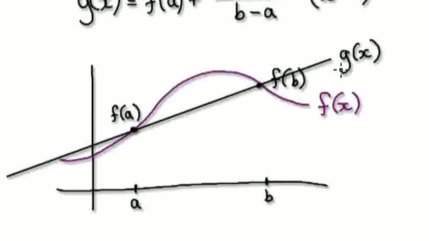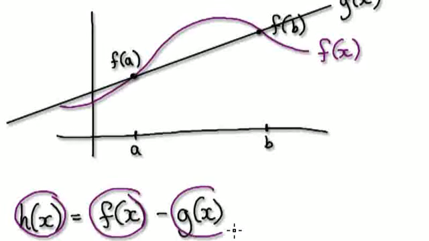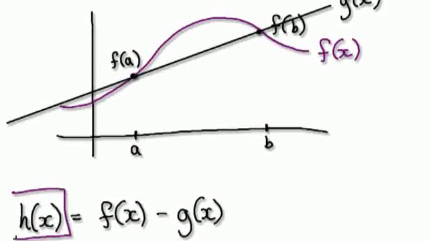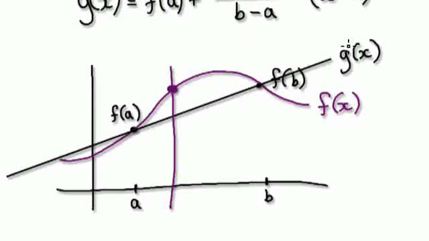Now we are going to define a new function, h of x. h of x is equal to f of x take away g of x. So what this h of x represents is, well, if you look at this, f of x is right here. Take away g of x. Remember, g of x is the straight line. So if you get f of x, take away g of x, then h of x represents this height here.